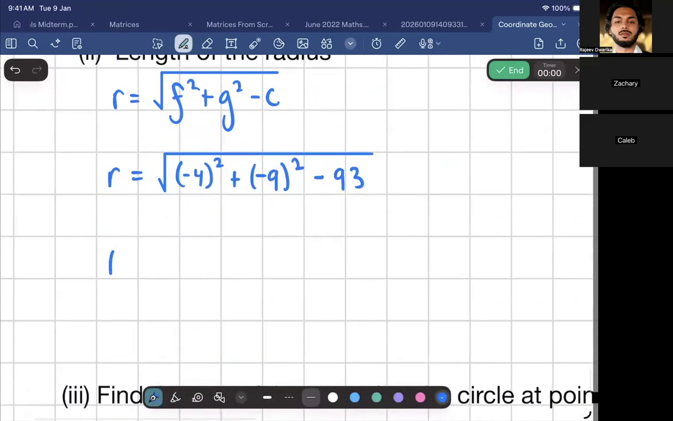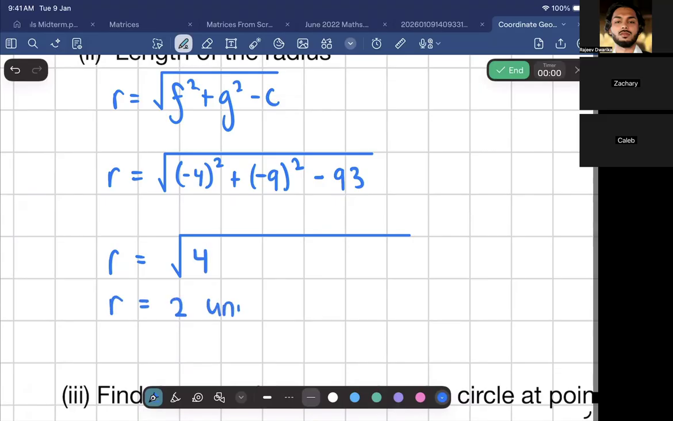Zachary, I presume everything up to this point, you have it, right? Yes, sir. Right. So minus 4 squared is 16, then 9 squared is 81. 16 plus 81 is 97. 97 minus 93 is 4. So r is equal to 2 units.